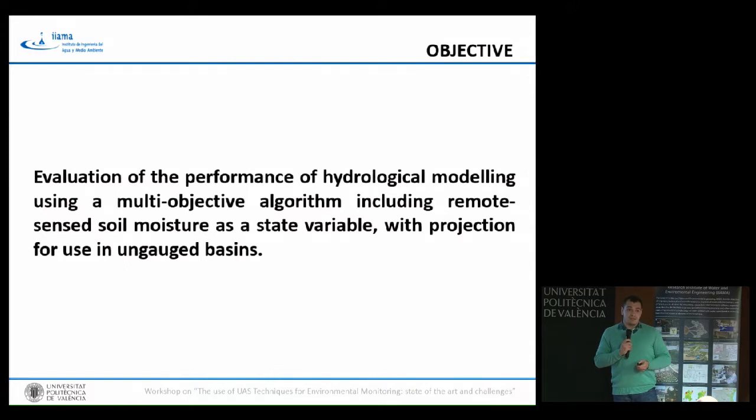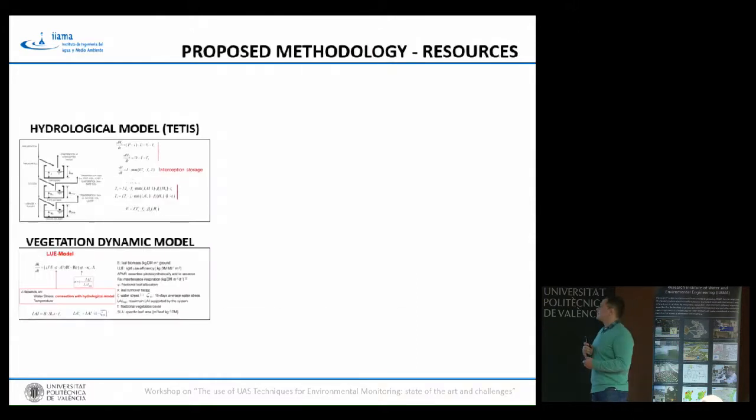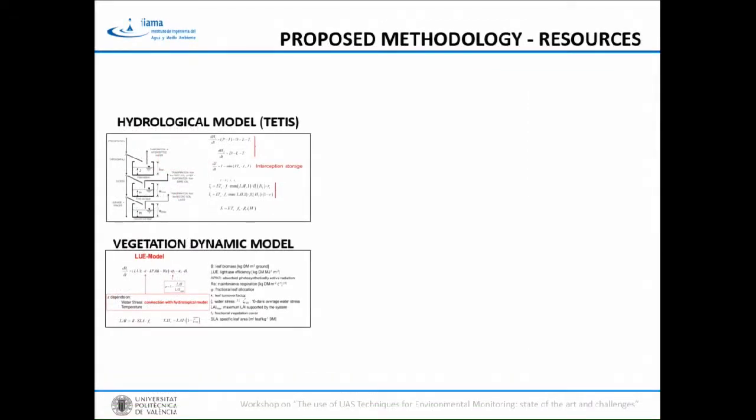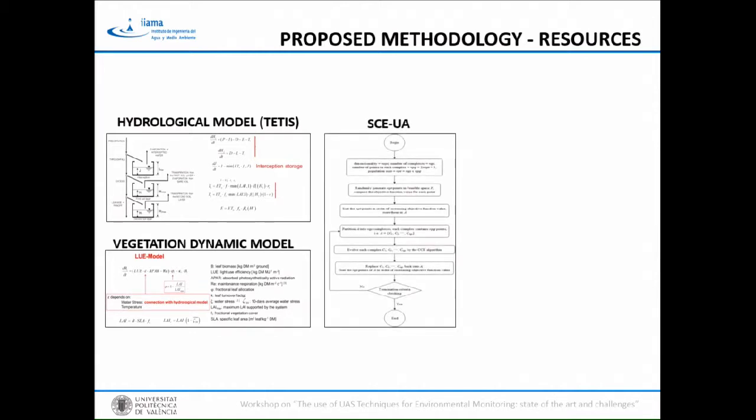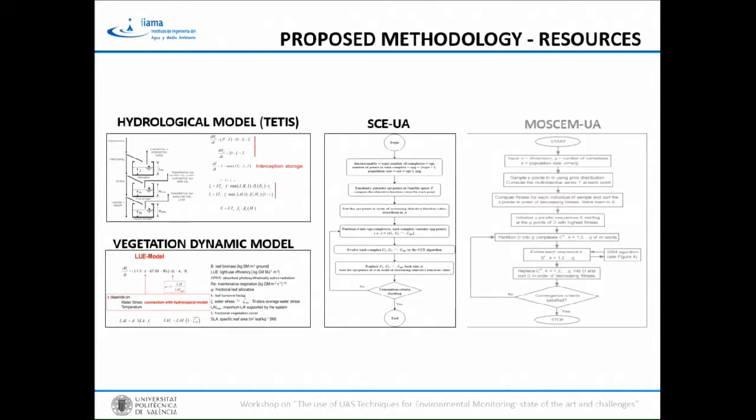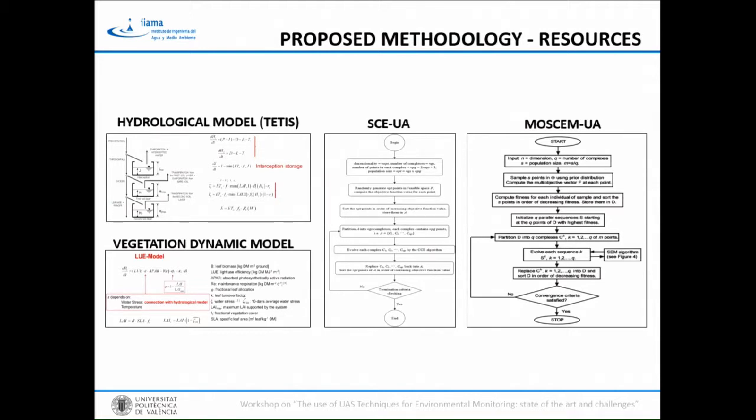The objective of this research is the evaluation of the performance of a hydrological model using a multi-objective algorithm, including remote sense soil moisture. The projection is to use it in ungauged basins. To carry out our methodology, we use the hydrological model TETIS, including a vegetation dynamic model. For the mono-objective calibration, we use the SCE-UA algorithm, and for the multi-objective configurations, we use the MOSCEM-UA algorithm.